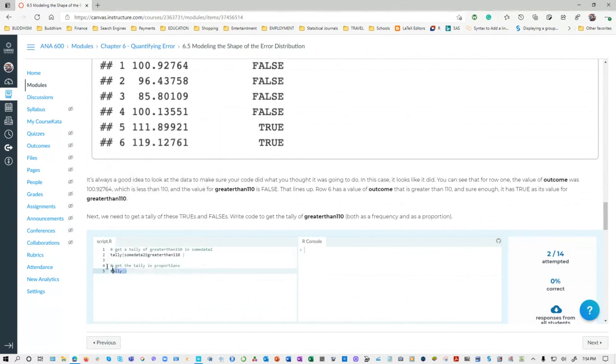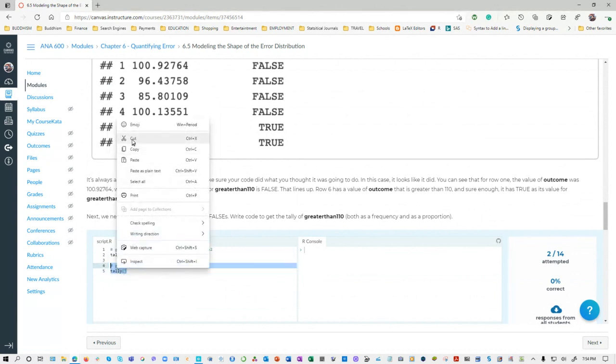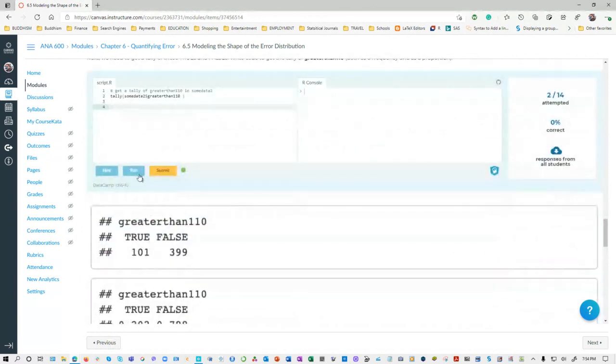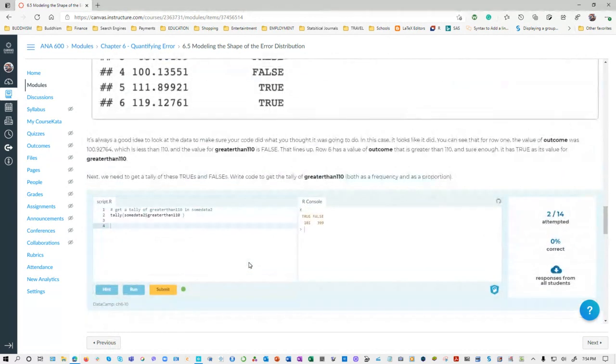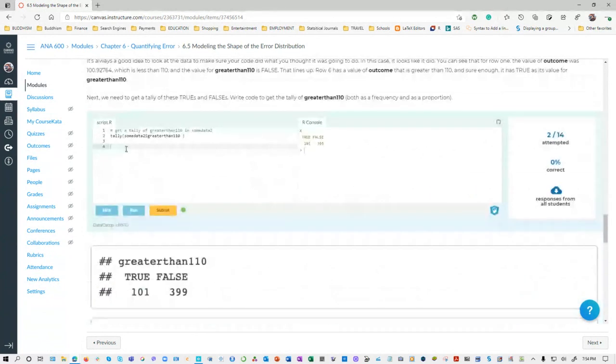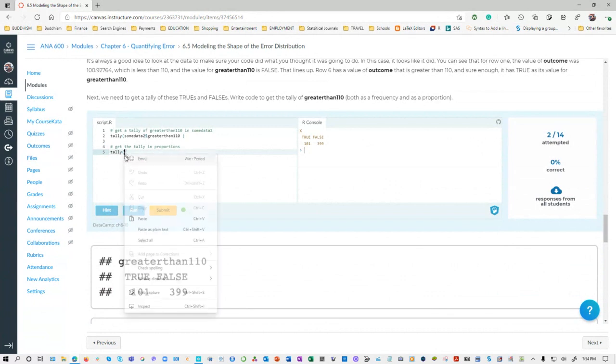Okay. Let's check this one first. The tally. Go to that data set and check that one. See, true, how many truths? 101, 399 is going to be false if you keep going and get the whole data set. Okay, then you need that one in proportion.